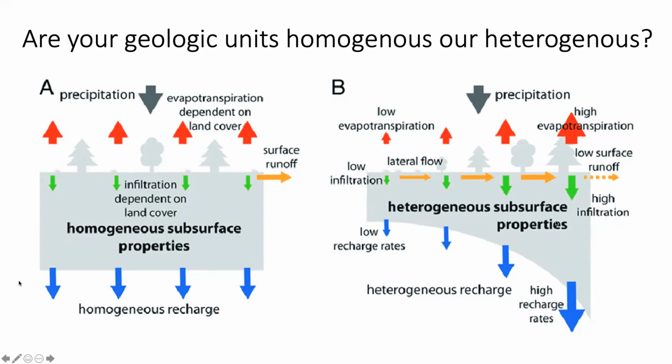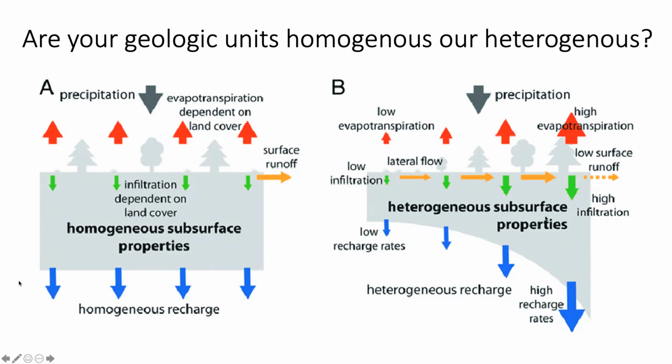Now, conversely, in a heterogeneous environment, we may have differences in our materials, such that we have materials with a low hydraulic conductivity and a high hydraulic conductivity. Where our hydraulic conductivity is low, we have less ability to necessarily infiltrate water. We may produce more lateral flows in these systems, and we will have lower recharge rates that take place in these environments.